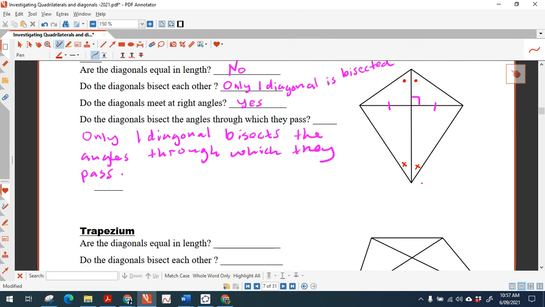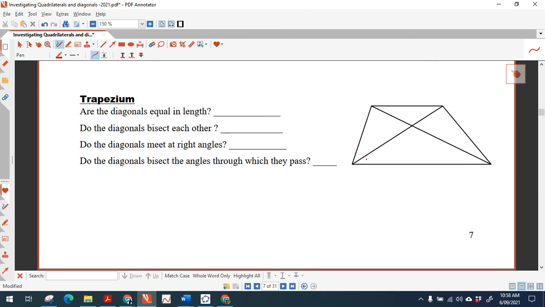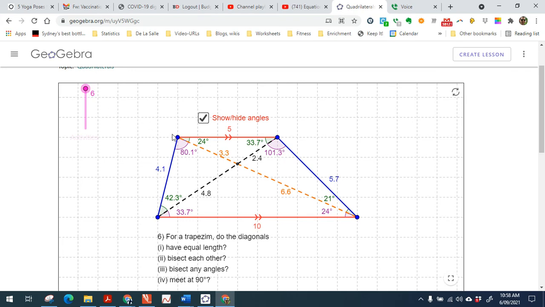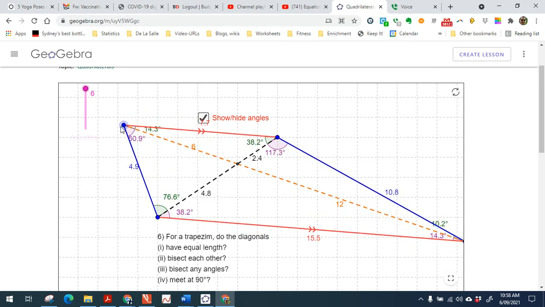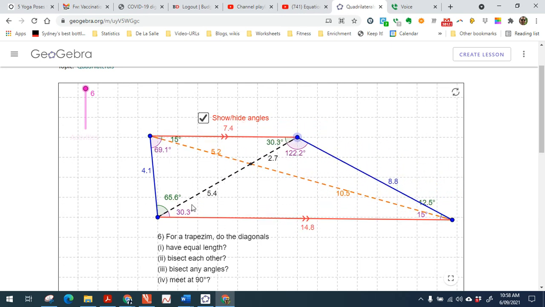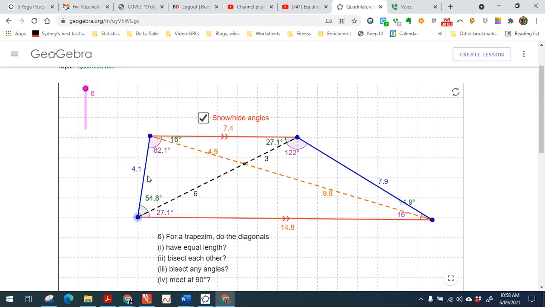Okay. Now let's move on to the trapezium. Now for the trapezium, you can see the diagonals aren't equal length. They don't bisect each other. The answer for this is no. We can verify that in a minute, but I'll put down no for that, no for that, no for that, and no for that. That's all no's. And you can see if I go back to the web page and go up to the trapezium, it's no for everything. Okay, so that's something to be aware of.